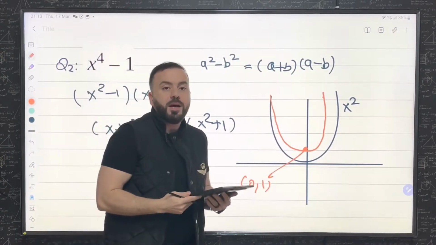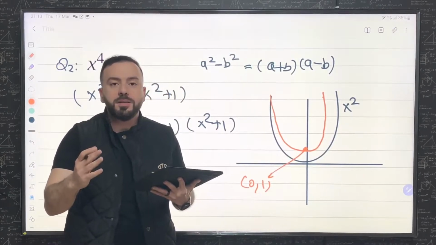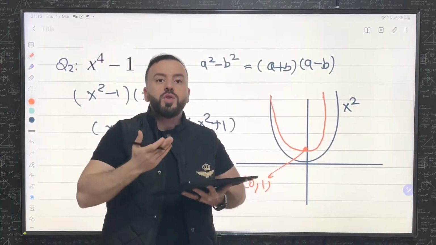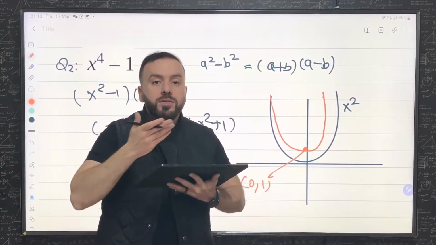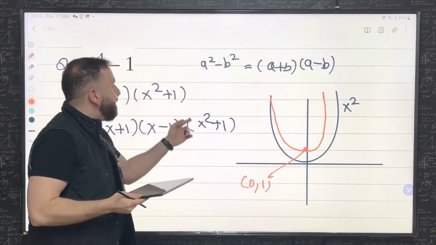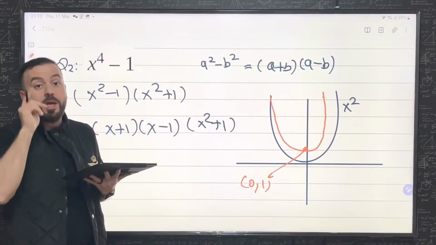Which means that I'm not touching the x-axis. So no roots, no solutions, no x-intercept. That's the reason why I can't factorize x squared plus 1. Put this in your mind.